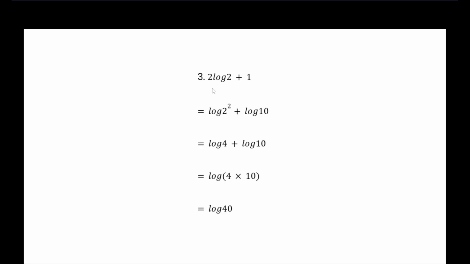For question 3, we don't want this coefficient in front of the logarithm, so we bring the power up to have log of 2 squared, so that will be log 4. And for the constant 1 here, we can rewrite it as a logarithm, and we know that the logarithm here is base 10, so we can rewrite 1 as log 10. Now we have log 4 plus log 10, they have the same base, so we can multiply the numbers. Log of 4 times 10, that is log 40.